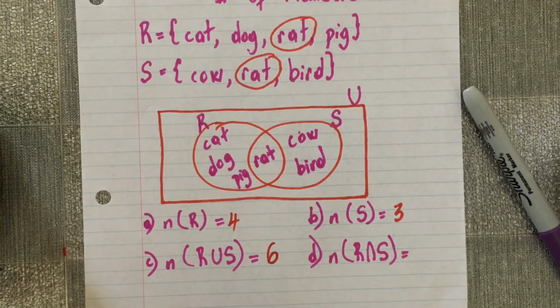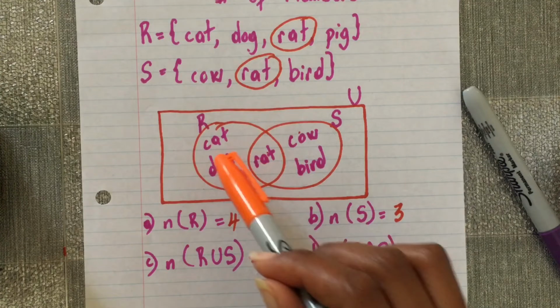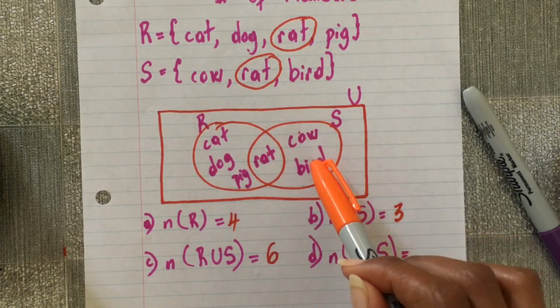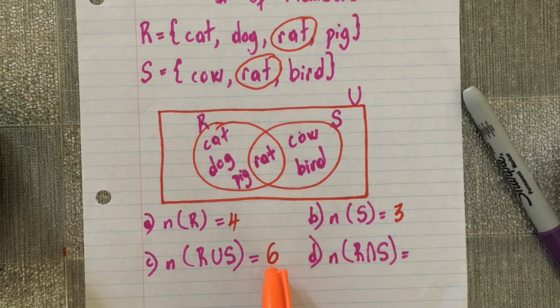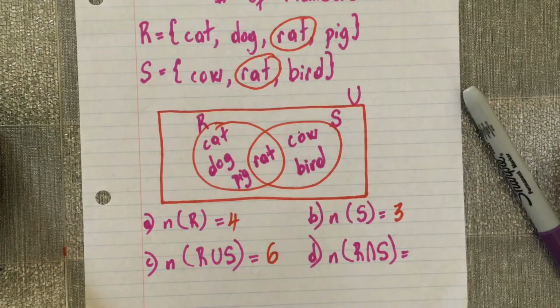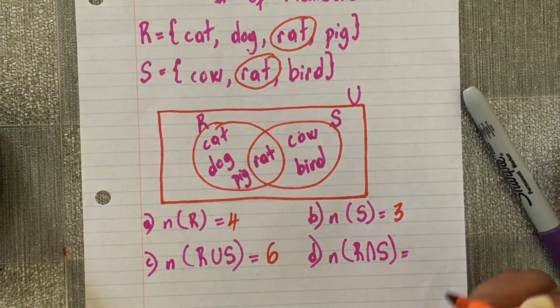Let me go over that again. For R union S, we are talking about all the elements within the set. So we're going to count all the elements within the set. So this is 1, 2, 3, 4, 5, 6. So our answer would have been 6. For D, the number of elements for R intersect S. In this instance, we're talking about the element that is included in both sets, set R and set S. And from the beginning, we know that rat is included in both sets. So the number of elements would have simply been 1.